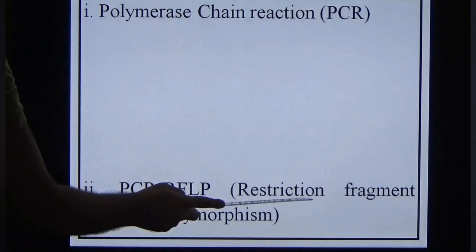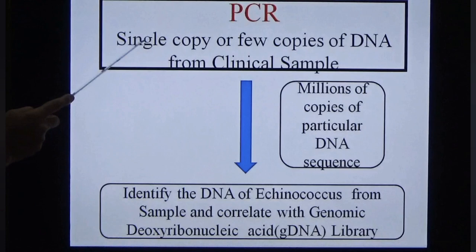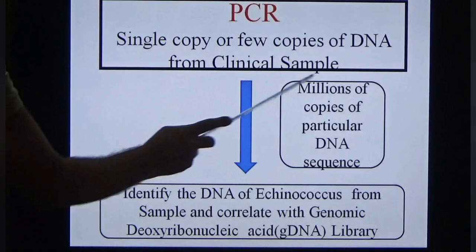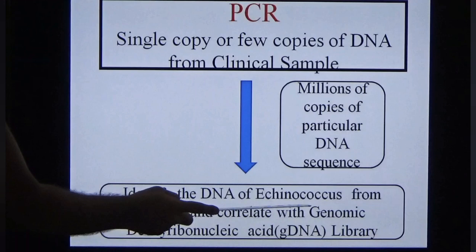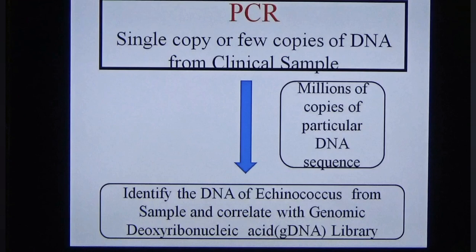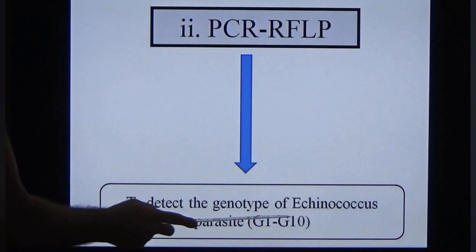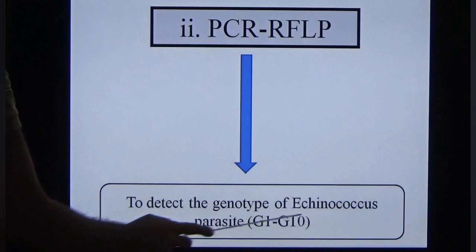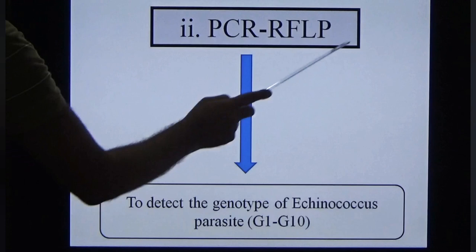Okay, so here the PCR amplifies a single copy or a few copies of the DNA from the clinical sample. Here the clinical sample is hydatid fluid. So from the hydatid fluid, identify the DNA of Echinococcus and correlate it with the genomic DNA library of the Echinococcus. From this you can identify the genomic type. Okay. PCR RFLP is to detect the genotype of the Echinococcus parasite. Till now G1 to G10 have been identified. For example, G3 and G5 infect in India. They were identified with the help of PCR RFLP. Okay, so that's about the molecular test.